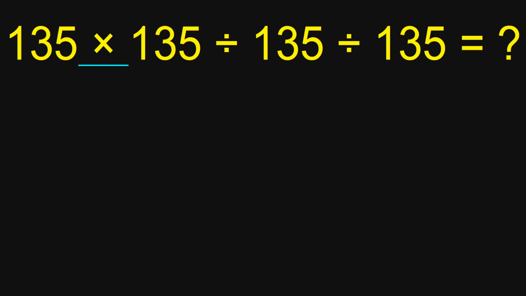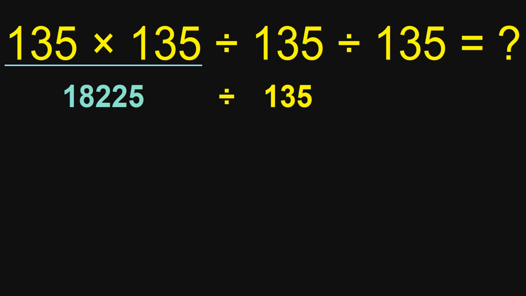So first we do this multiplication. We have 135 times 135, which equals 18,225. Rewrite our problem and we get 18,225 divided by 135 divided by 135.